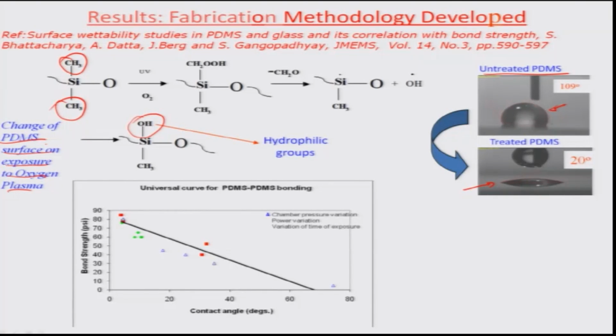But as soon as the surface treatment of oxygen plasma is done, there is a small layer, again because of the high pressure and low power regime, which gets formulated, and it is a chemical layer of SiOH on the surface, which results in lowering of the contact angle.